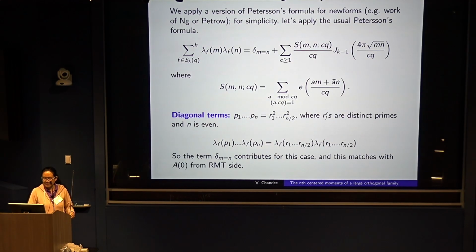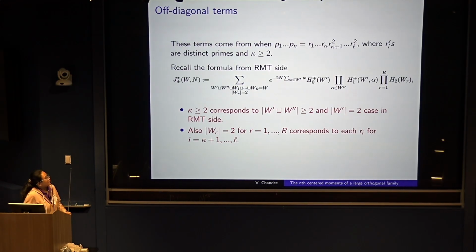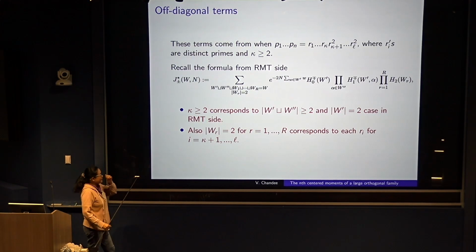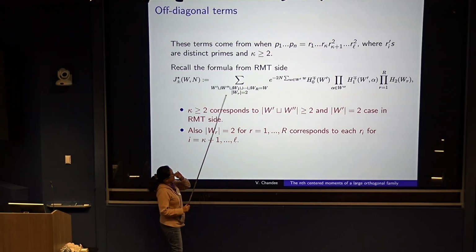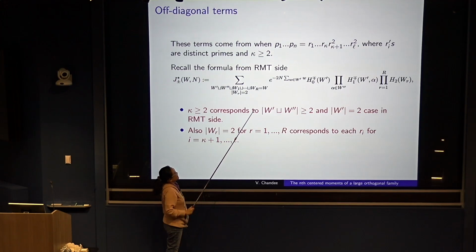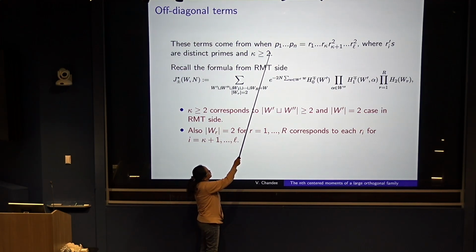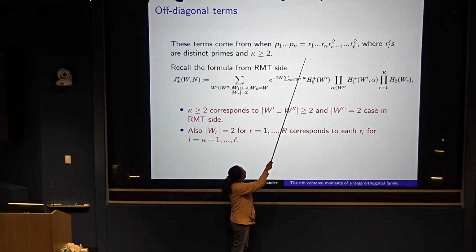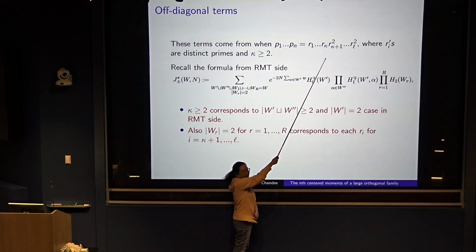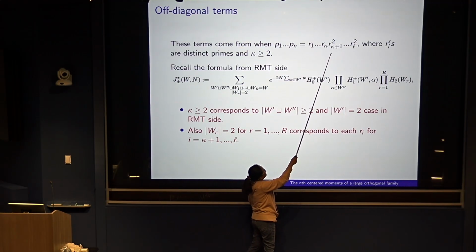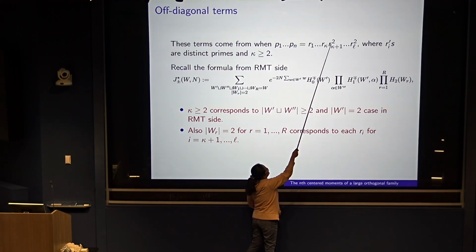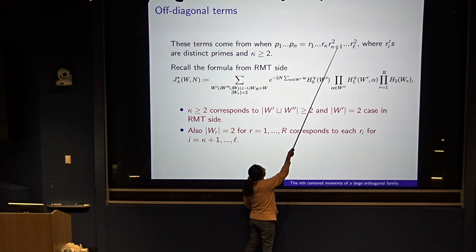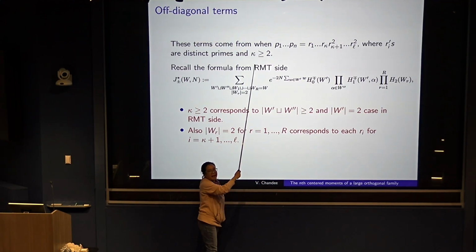Okay, so next are the off-diagonal terms. It turns out that the off-diagonal term has an interesting matching between number theory and random matrix as well. But the product of p_1 to p_n needs to look like this. First, you're going to have all distinct primes, r_1 to r_kappa, and then r_{kappa+1} to r_L squared. You can have this or not have it, it doesn't matter. But kappa here, I want it to be at least 2.